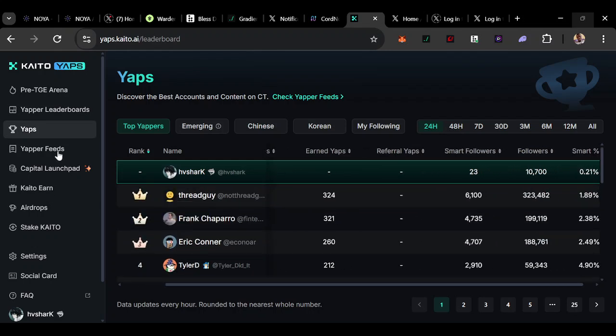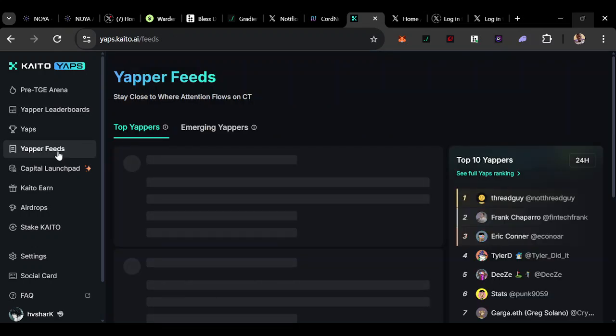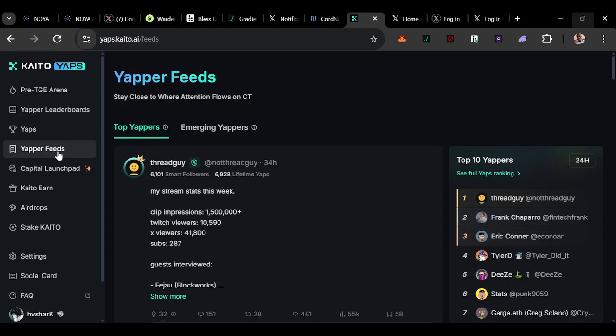Now when you go to Yap Feed, you're going to see they still have top Yappers, and this is where you see some of the tweets from top Yappers. You can check out the tweet, just click on it, and it will take you to their X account. When you get to their X account, you see one or two things about them.